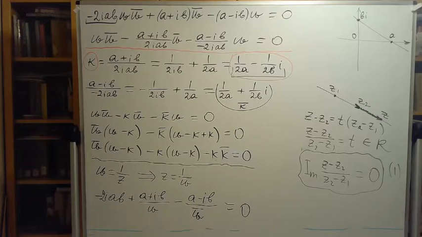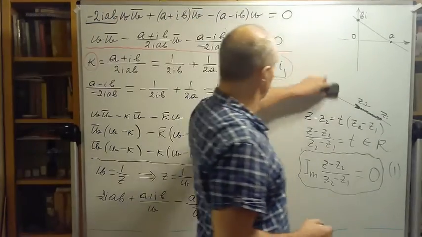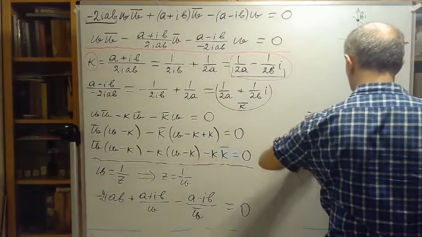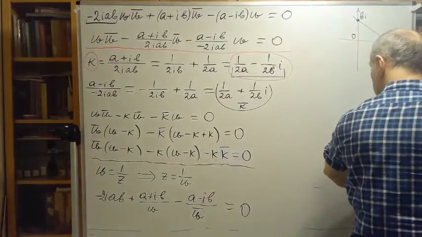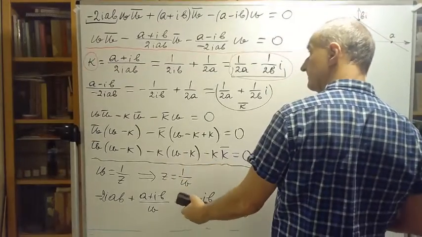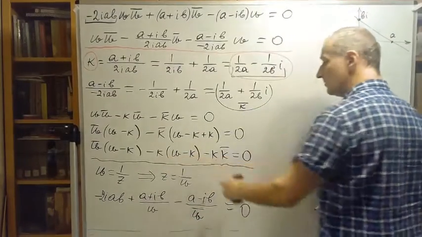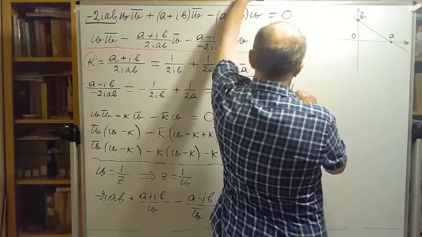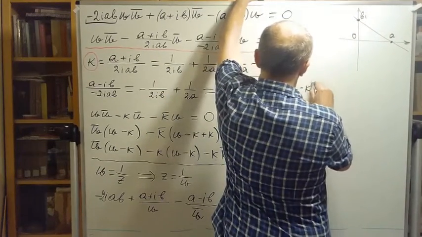Now I think I will erase a little bit more here to have room to write. Don't really need this part anymore. So I will factor out W minus K. So I will have W minus K.